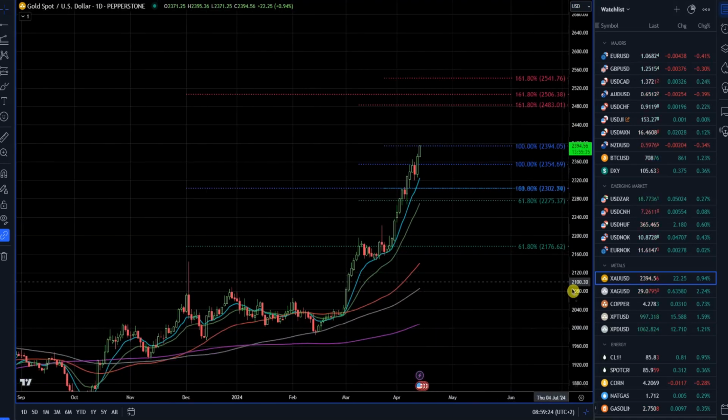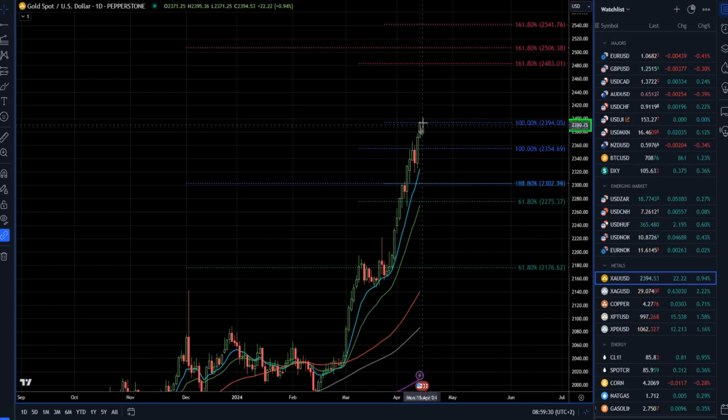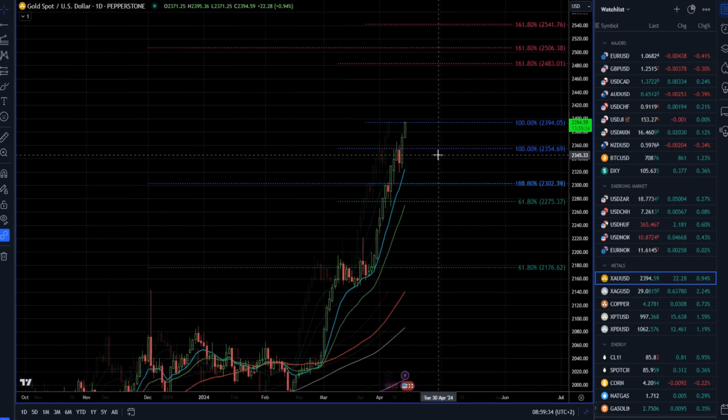So we'll see, but so far the area around 2,400, 2,394, if market can find some supply, there is a chance for a pullback from this area here.